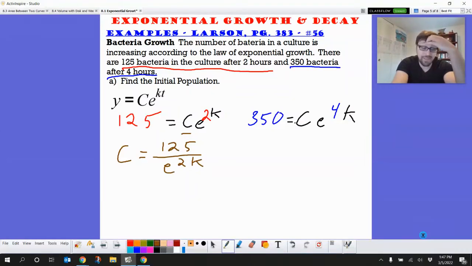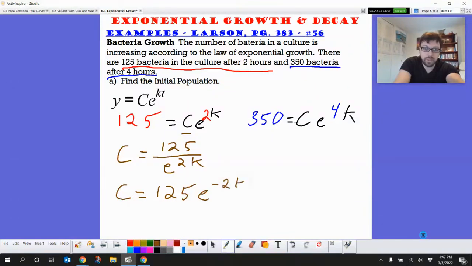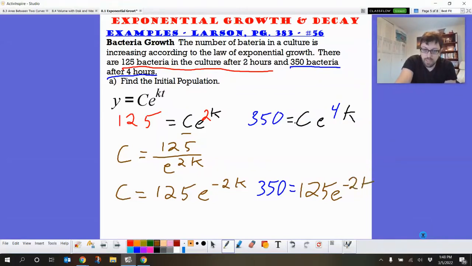Now, just to make my life a little bit easier, I'm going to write this as C equals 125 e to the negative 2k, because it's a lot easier to substitute in that product rather than that fraction. Okay, so then let's put that into this other equation over here. So we get 350 equals, put in our new C value of 125 e to the negative 2k multiplied by e to the 4k.